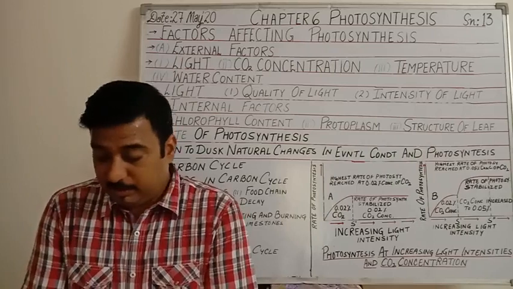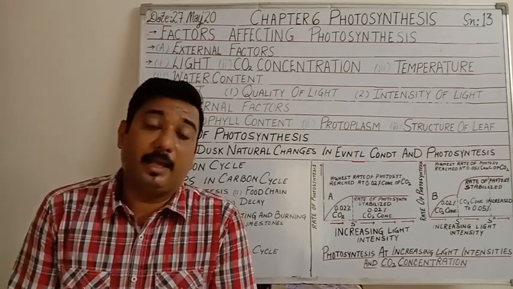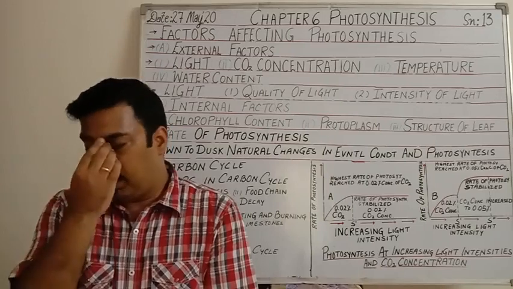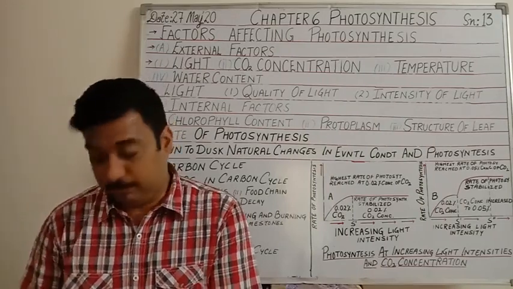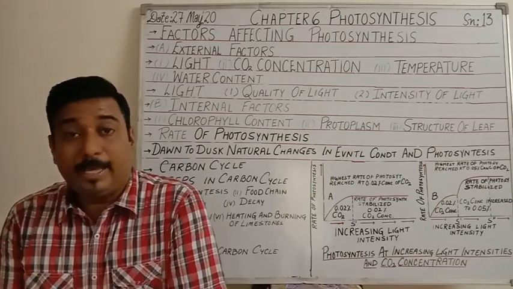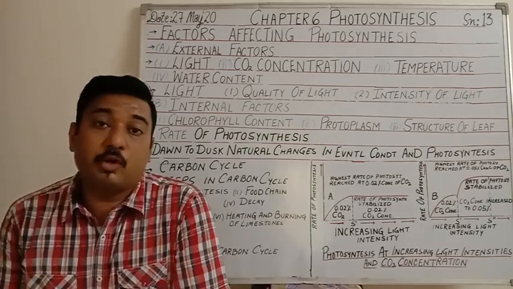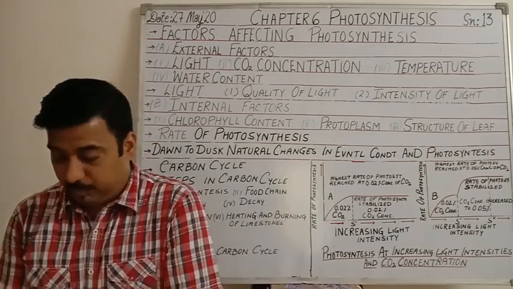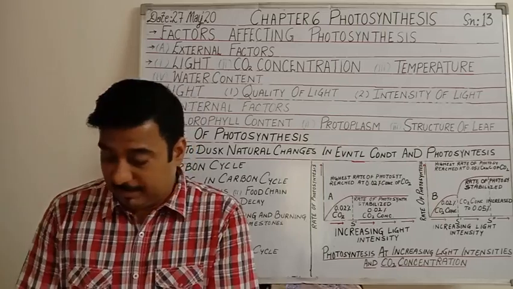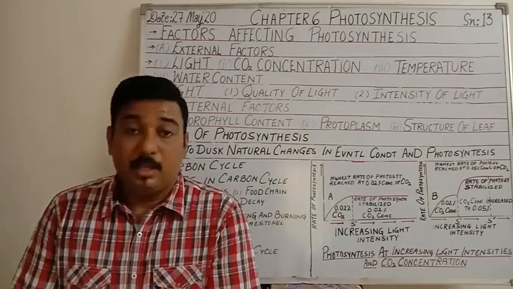Then we studied the definition I had given you. I had explained to you the definition of photolysis of water. How does the formation of ATP take place from ADP? The process of phosphorylation and explanation of photophosphorylation was given to you. Then I had explained how the formation of NADPH takes place.